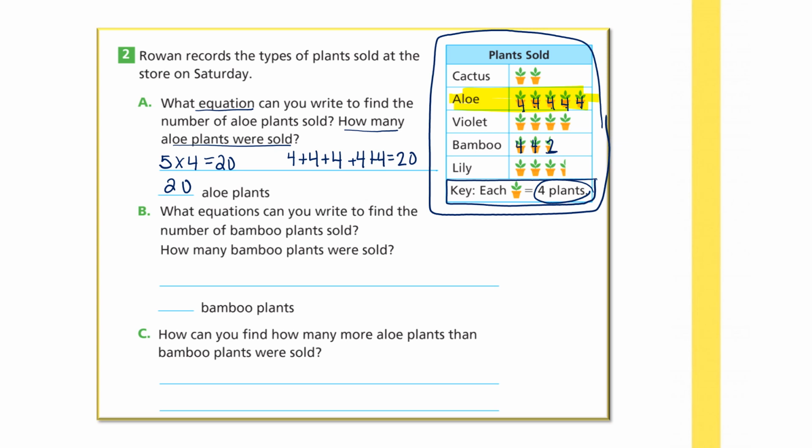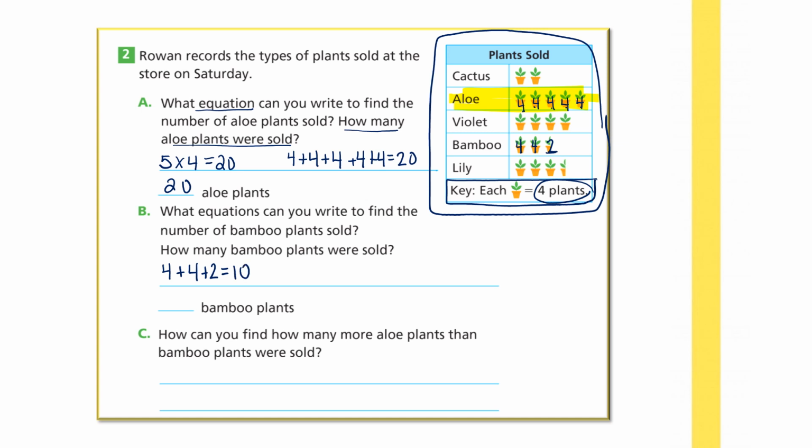Okay, and now it asks you to write an equation to solve this. So I can use my addition. It's not repeated addition because one of the numbers is different. So I can say 4 + 4 + 2. And I know that my 4 + 4 = 8 plus 2 more is 10.